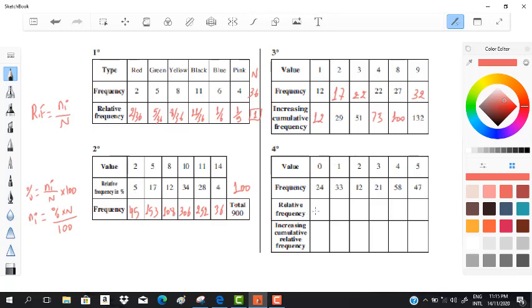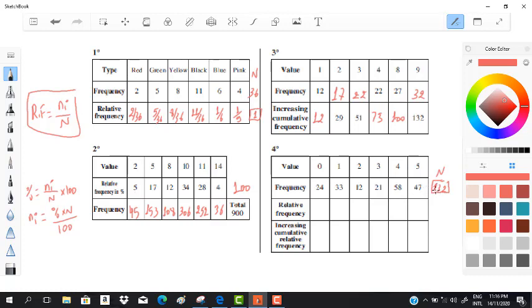Exercise number 3, we have the frequencies. We need to calculate the relative frequency and the increasing cumulative relative frequency. As we said, relative frequency has a formula, frequency over the total. So you need to calculate the total of the frequencies, which is the sum of all the frequencies. The sum is gonna be 132.